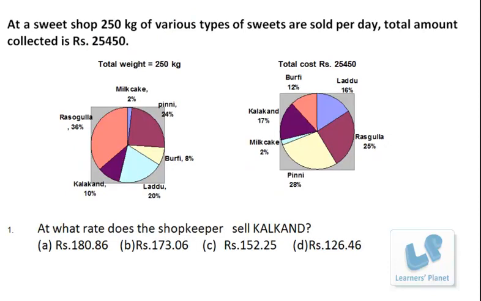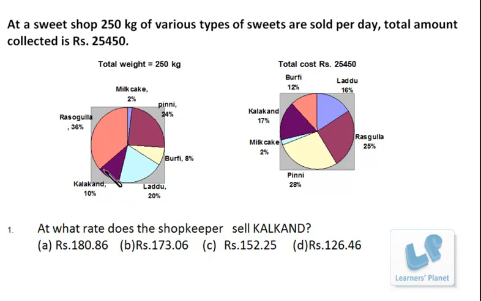Now friends, let's take up our first question on data interpretation. I'm taking a pie diagram over here. The question says, at a sweet shop, 250 kilograms of various types of sweets are sold per day. The total amount collected is 25450, right? Now we are given two pie diagrams over here. This pie diagram is a breakup of weight, that is 250 kilogram, and this pie diagram is a breakup of the total cost, that is 25,450 rupees.